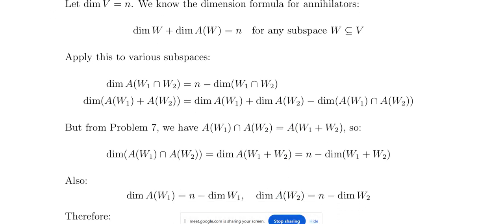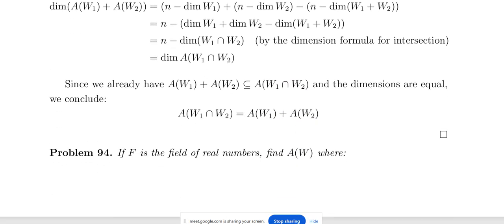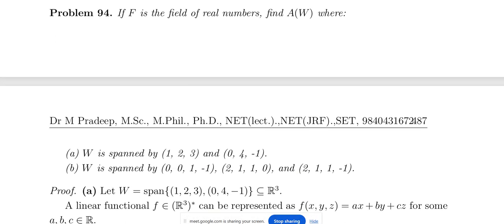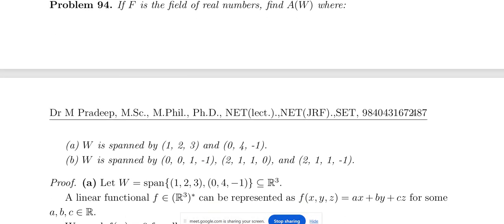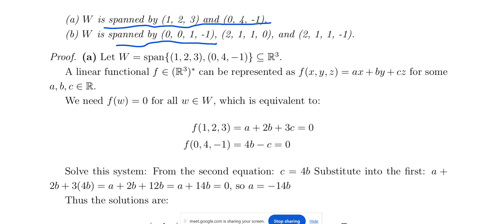And F is the field of real numbers, then A of W, where W is spanned by 1 2 3 and 0 4 minus 1. They are asking what A of W is. We have to find A of W. W is spanned by these, so W equal to span of 1 2 3 and 0 4 minus 1.